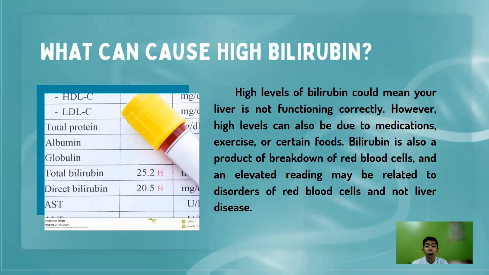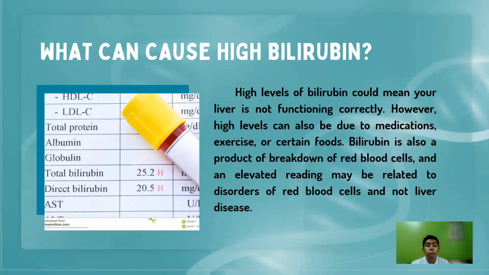What can cause high bilirubin? High levels of bilirubin could mean your liver is not functioning correctly. However, high levels can also be due to medication, exercise, or certain foods. Bilirubin is also a product of the breakdown of red blood cells, and an elevated reading may be related to disorders of red blood cells and not liver disease.